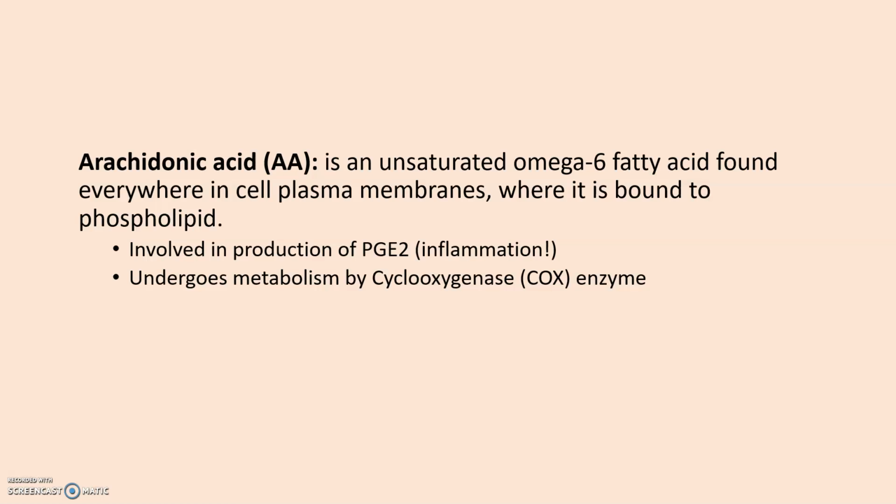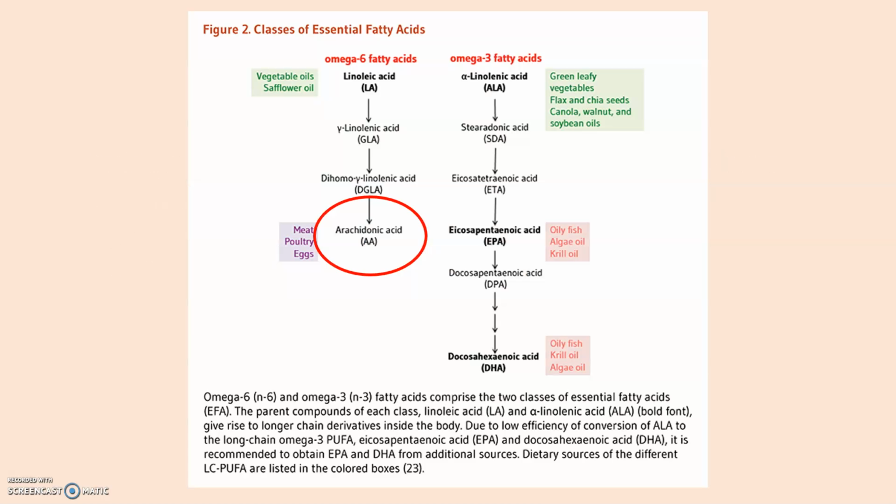So as we've touched on already, arachidonic acid, abbreviated as AA, the one that is involved in the production of PGE2, is what we're going to focus on for just a second. Again, it's an unsaturated omega-6 fatty acid found everywhere in our cell membranes. What's important to note about this one is that it undergoes metabolism by the cyclooxygenase, a COX enzyme, in order to produce our PGE2. So that's the one we're looking at right now from that initial photo.